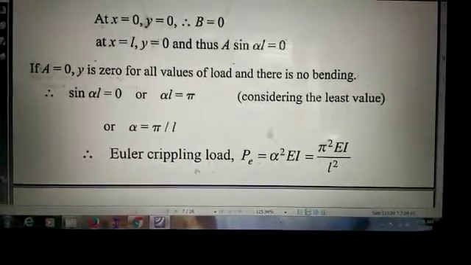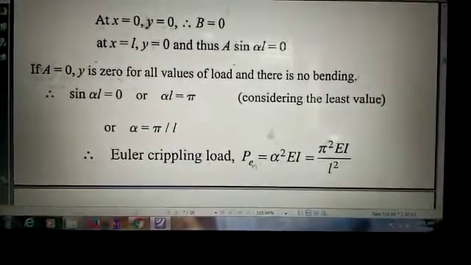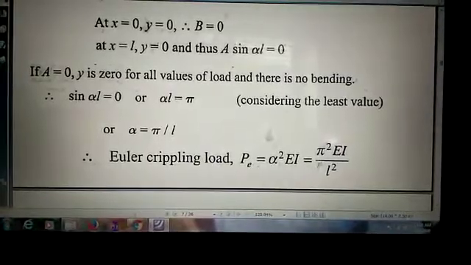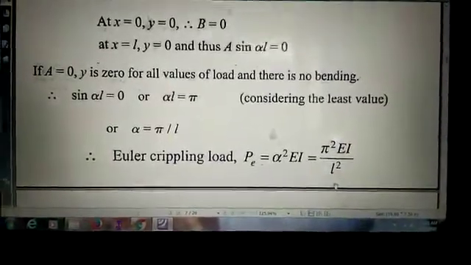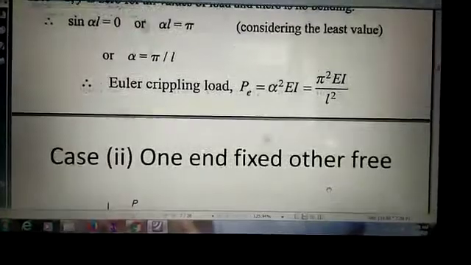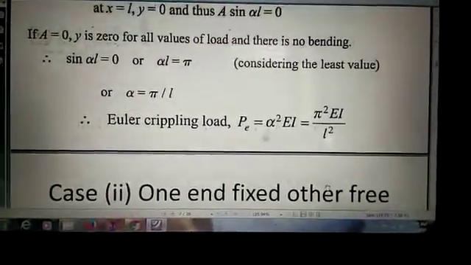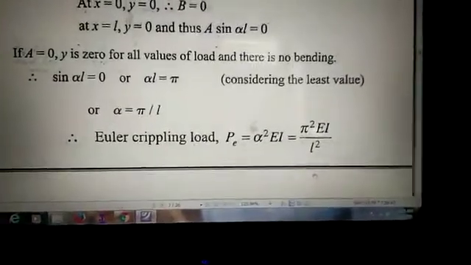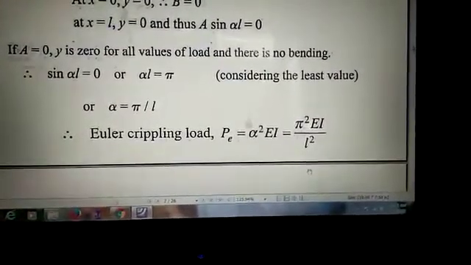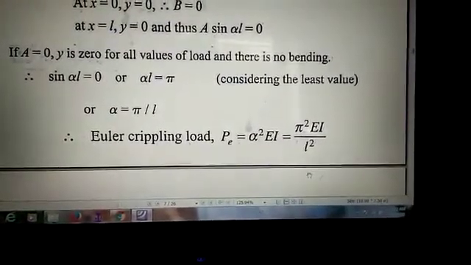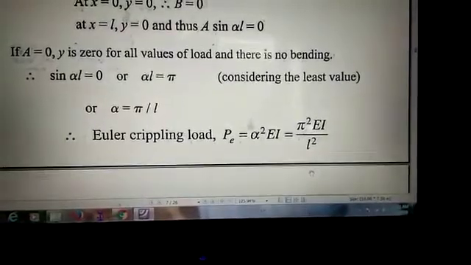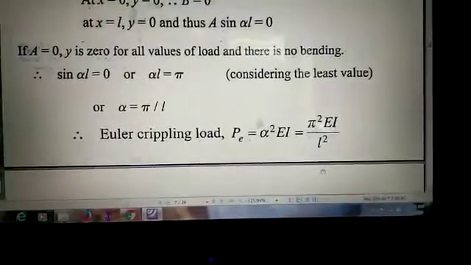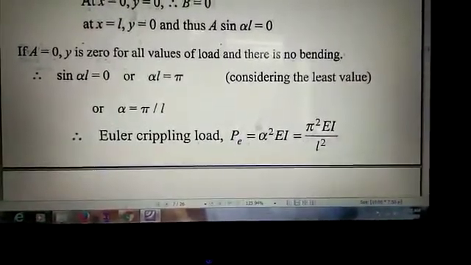Euler's crippling load PE is equal to alpha square EI, which is equal to pi square EI by L square. This is the first condition of loading when both the ends of the column are hinged. So the amount of crippling load due to Euler's theory, or Euler's crippling load, is equal to pi square EI by L square.